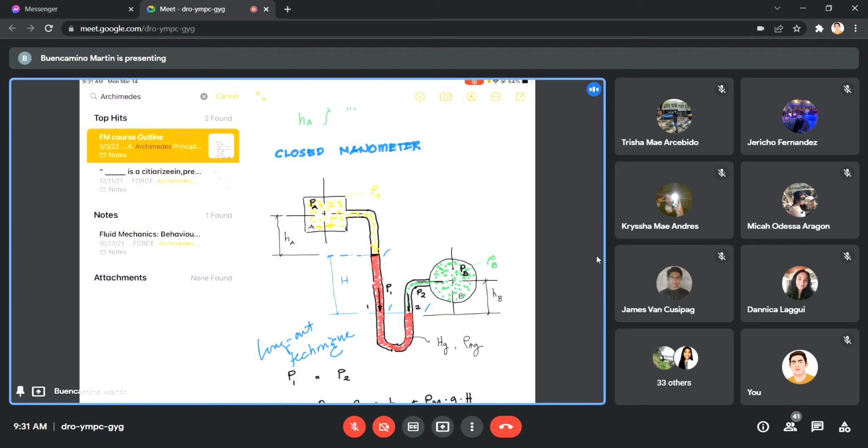So again, we will develop a manometer equation to describe the pressure difference between these two vessels, vessel A and vessel B.